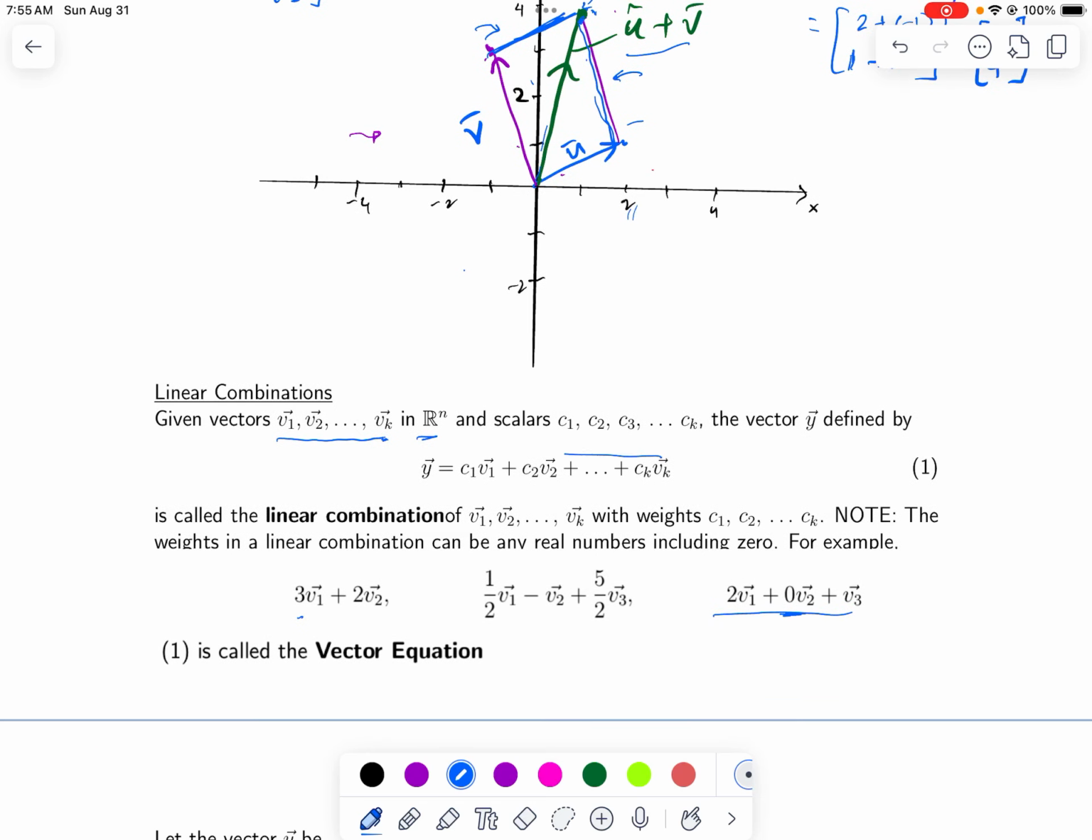Now the one I have here is called a vector equation because we have y equal to this quantity. The quantity on the right is the linear combination. So when I say y is equal to this linear combination, it means y can be written as a linear combination of v1, v2 up to vk.